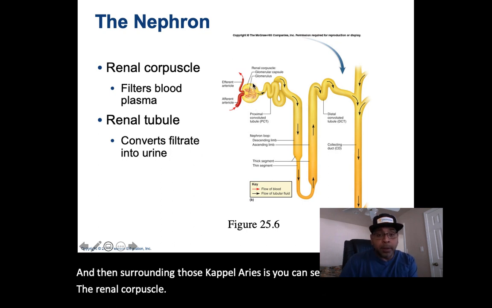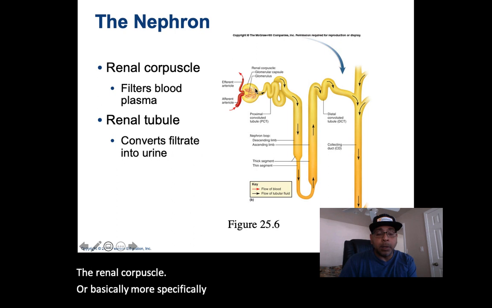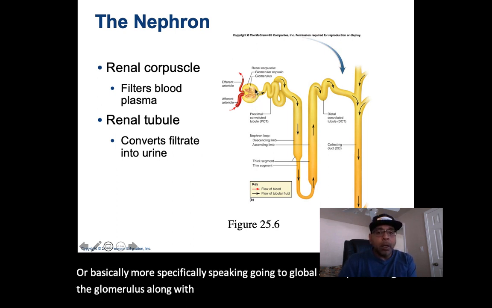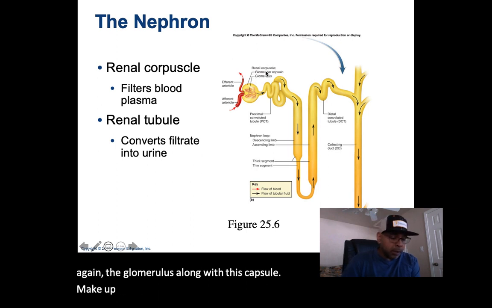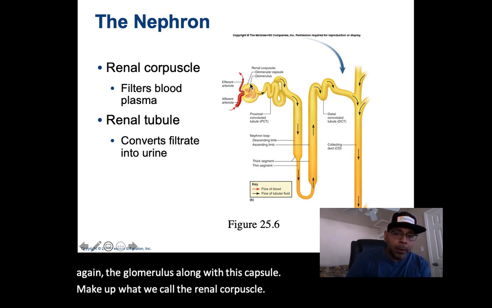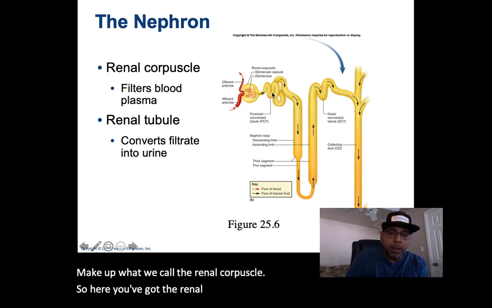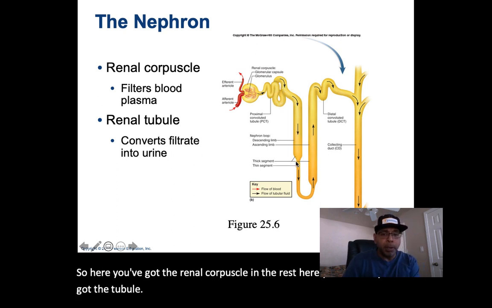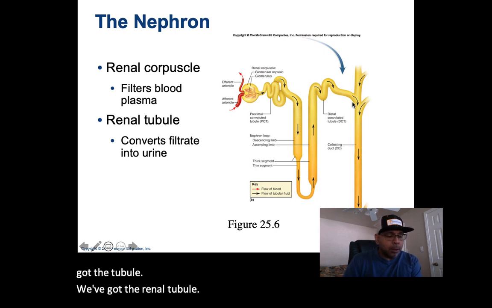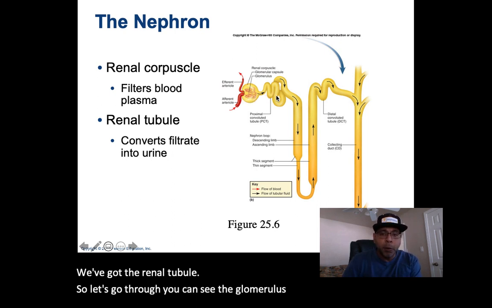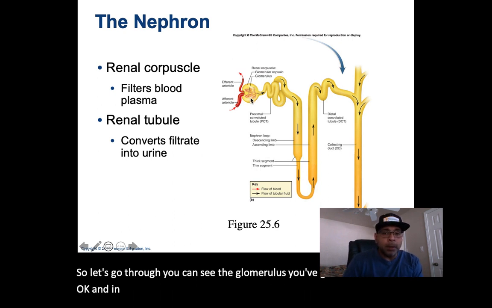Or, more specifically speaking, we're going to see the glomerular capsule. So again, the glomerulus along with this capsule make up what we call the renal corpuscle. So here you've got the renal corpuscle, and then the rest here you can see you've got the tubule. We've got the renal tubule. So let's go through. You can see the glomerulus. You've got the renal tubule. Okay? And then the glomerular capsule surrounding that glomerulus.